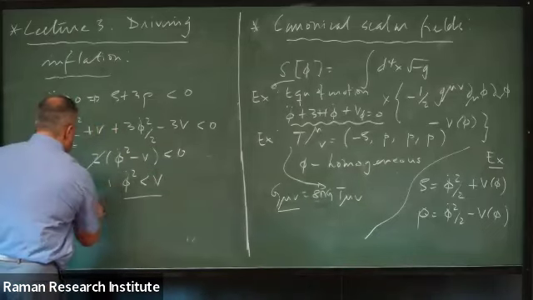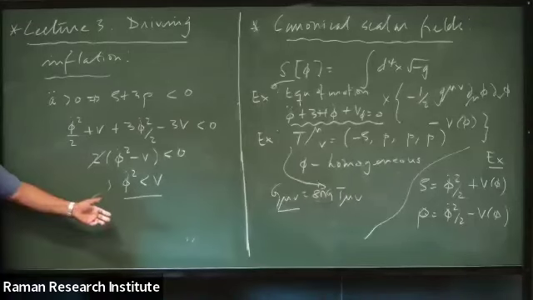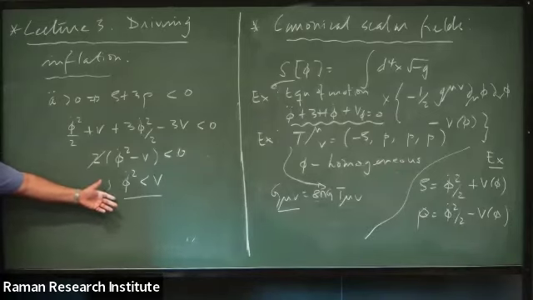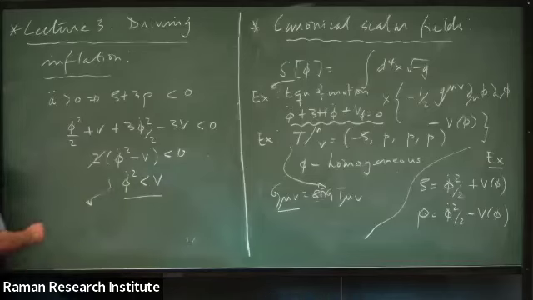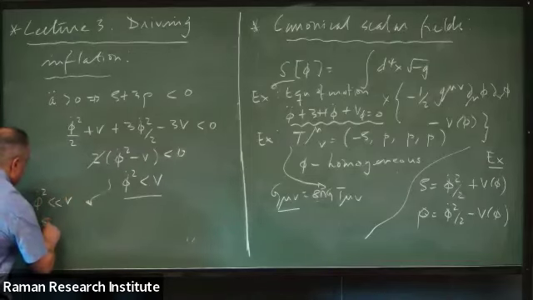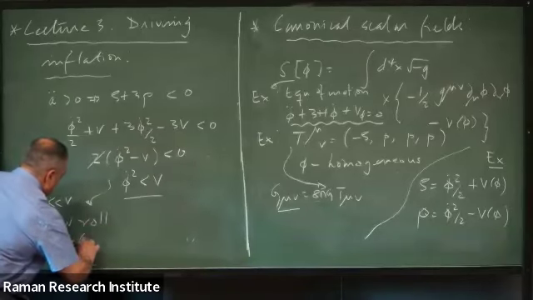This condition will ensure inflation. But often one works with phi dot squared much less than V, which is known as slow roll inflation.